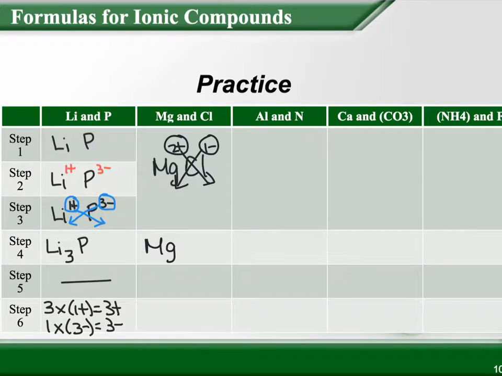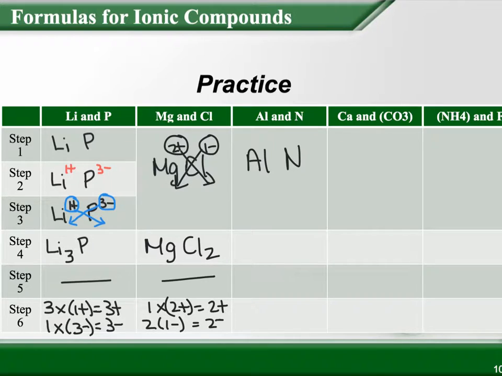Remember, we're going to look to see what the other element gave to us. So magnesium received a 1, but we do not write 1s. Chlorine received a 2. We're going to check to see if it reduces. It will not reduce. And then we're going to verify that it is balanced. There's 1 magnesium at a 2 plus charge. There are 2 chlorines at a 1 minus charge. We're all good.